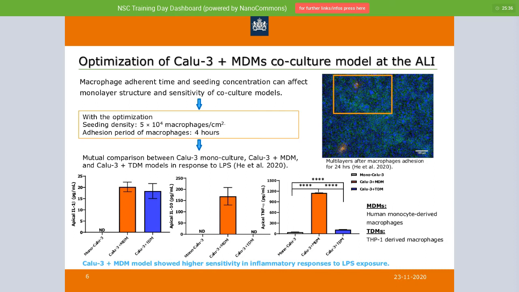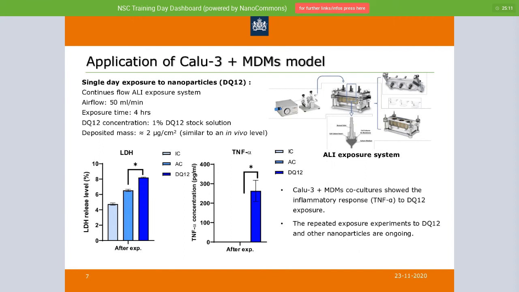We also did a comparison between Calu-3 monoculture, Calu-3 MDM, and Calu-3 TDM models after exposure to LPS. So from the results, we can see the Calu-3 MDM model shows higher sensitivity in inflammatory responses to LPS exposure. Next is the application of the Calu-3 MDM model. We use this model for a single-day exposure to nanoparticles, DQ12, with the ALI exposure system.